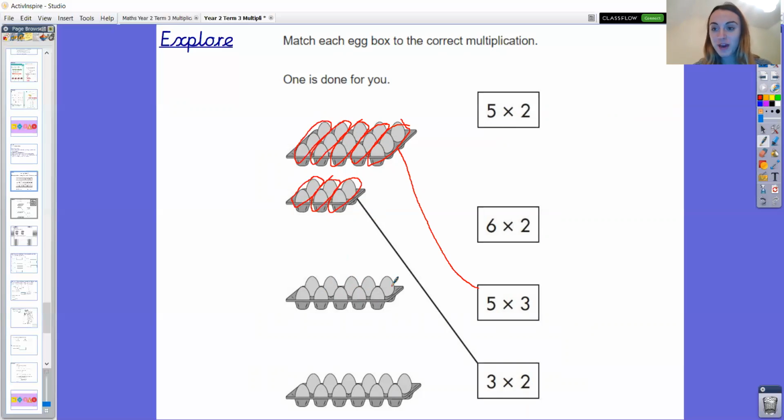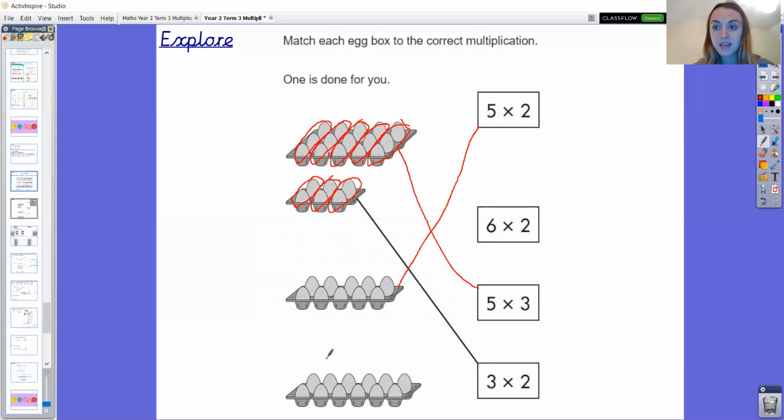Well done. There are 2 eggs in each column. So we know that this picture represents 5 times 2. Brilliant. Okay, so we're left with 1 picture and 1 multiplication, but it's so important that we check still rather than just matching them up. So let's have a look.